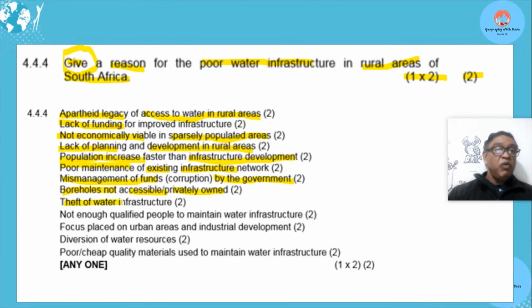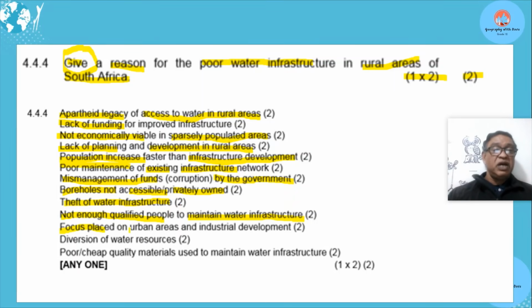Theft of water infrastructure, which is another problem. With electricity, it's copper wire. Yeah, pipelines are taken, etc., and the water facility is not working effectively. Not enough qualified people to maintain water infrastructure. Can you see that? We need more skills so that people can maintain, and we need to teach people.